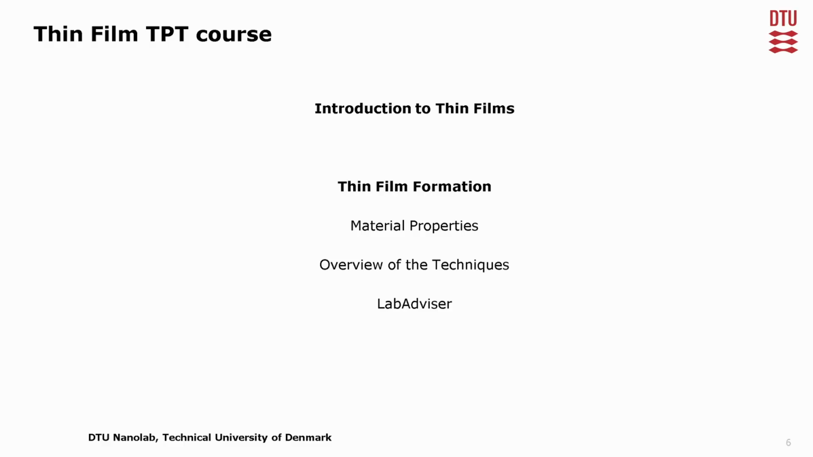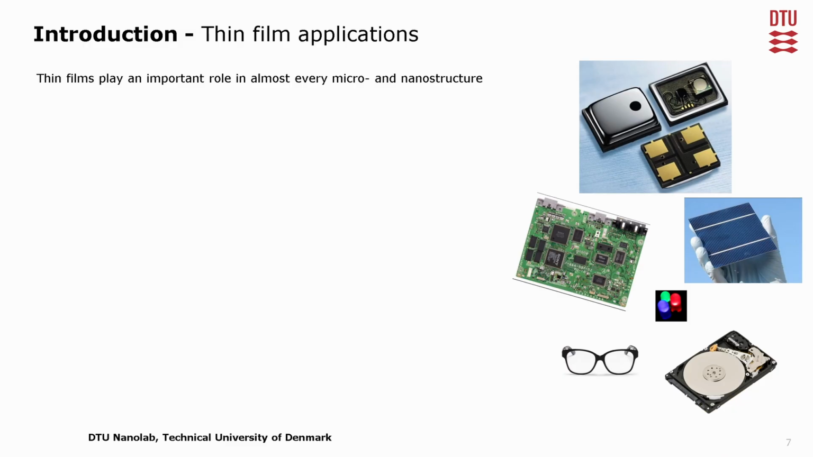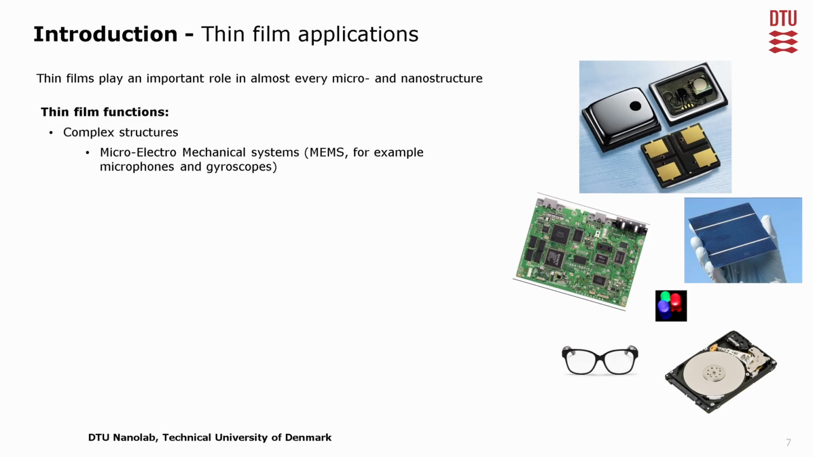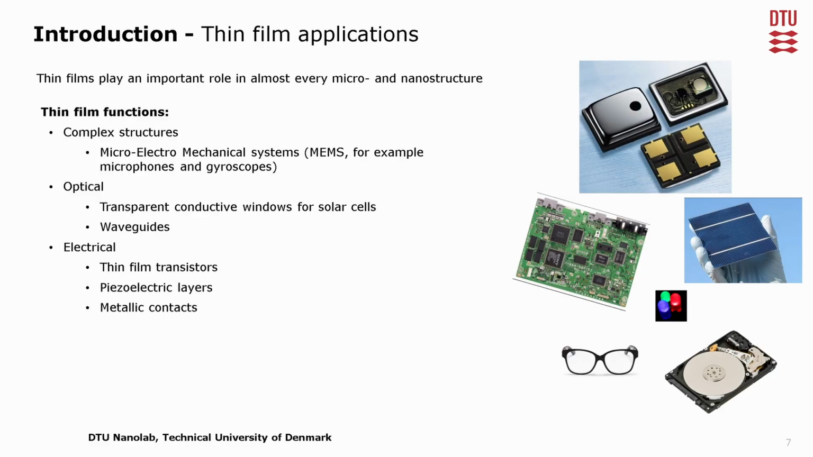Thin film formation. Why do we need thin films? They're fundamental to micro and nano fabrication, serving many roles, including microelectromechanical systems, MEMS, optical applications like developing transparent conducting oxides, such as indium tin oxide ITO or aluminum-doped zinc oxide AZO, or waveguides in photonics research, electrical applications, including transistors and piezoelectric devices, such as aluminum nitride or zinc oxide.